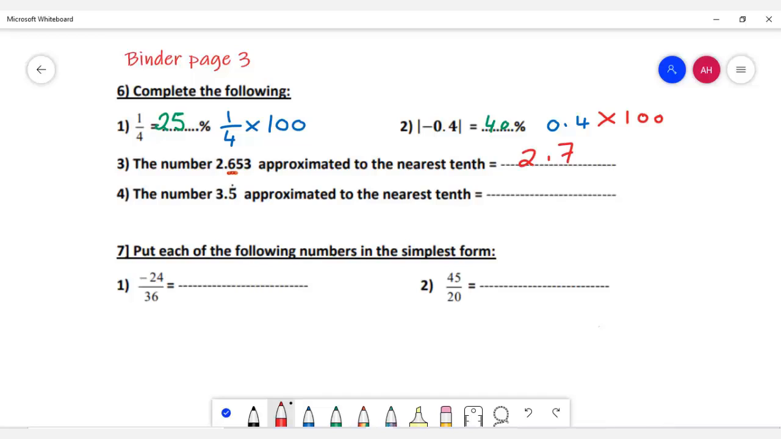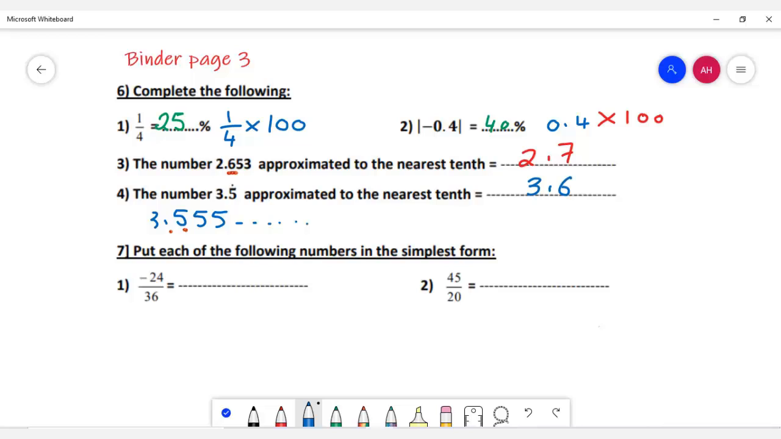Number 4, the number 3.5, and this 5 is repeated, approximated to the nearest tenth. My decimal is 3.555, and so on. The tenth digit is the 5. Let's go now and look for the number to its right. It's 5, and we said that 5 is a strong number and it will give 1. As a result, I will have here approximately equal 3.6.